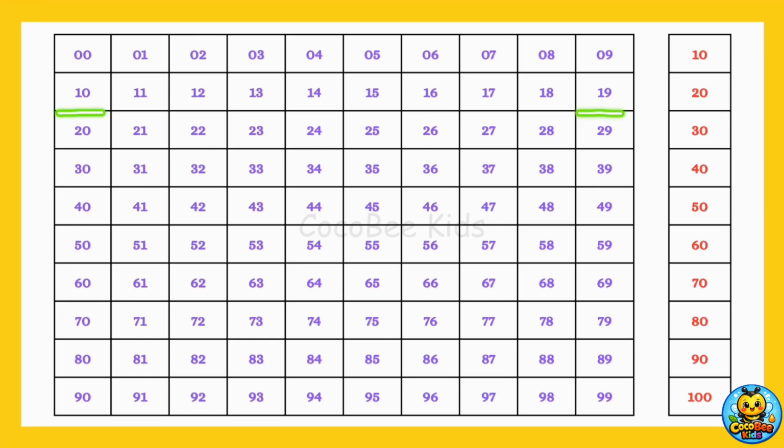Which family does the number 19 belong to? It belongs to the family of tens. And the number 19 lies between? 10 and 20. Which family does the number 8 belong to? It belongs to the family of zeros. And the number 8 lies between? 0 and 10.